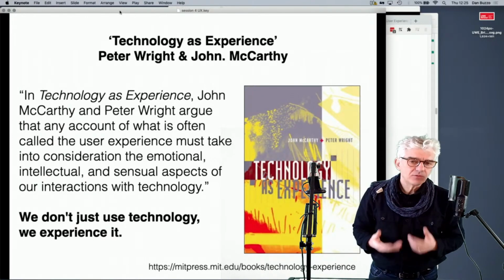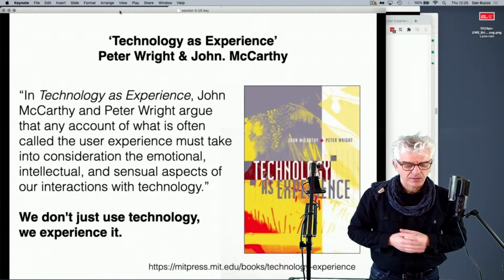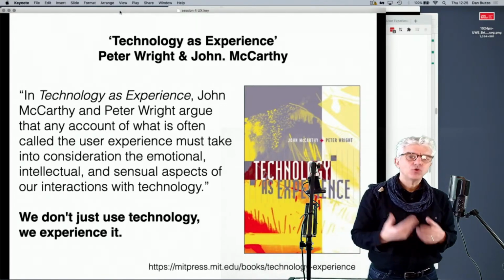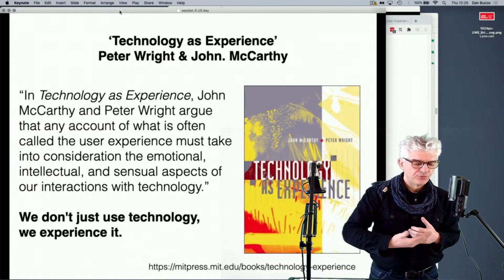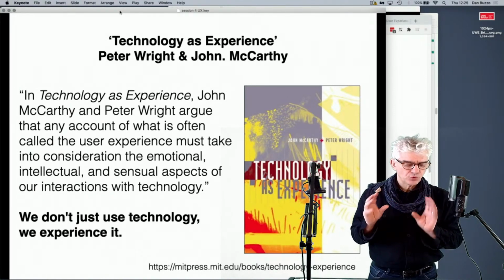And in this book, the first half is the important elements. The second half is a series of very interesting case studies. But in the first half, they talk about where interaction design has come from, laying out different decades of thinking. And they come to a central treaty.